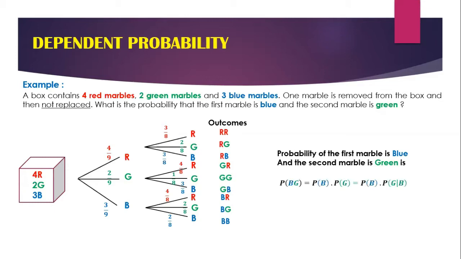Probability of blue and green equals probability of blue times probability of green, or specifically, probability of blue times probability of green given blue. So the probability of blue and green is 3 over 9 times 2 over 8 equals 6 over 72. Is it clear, everyone?